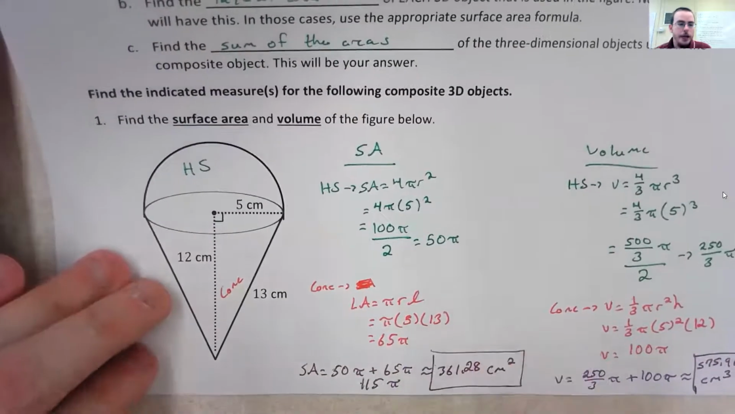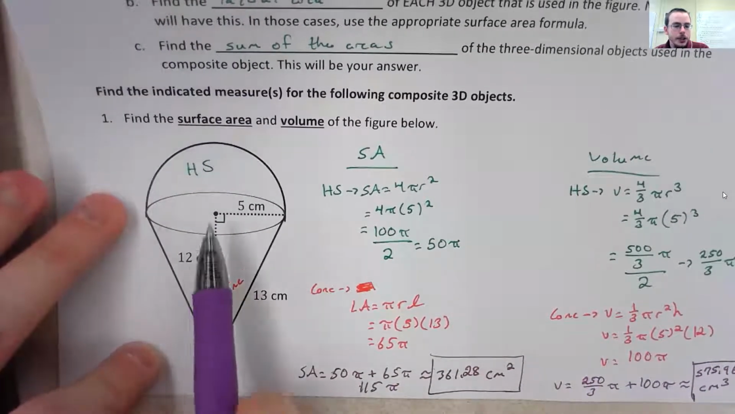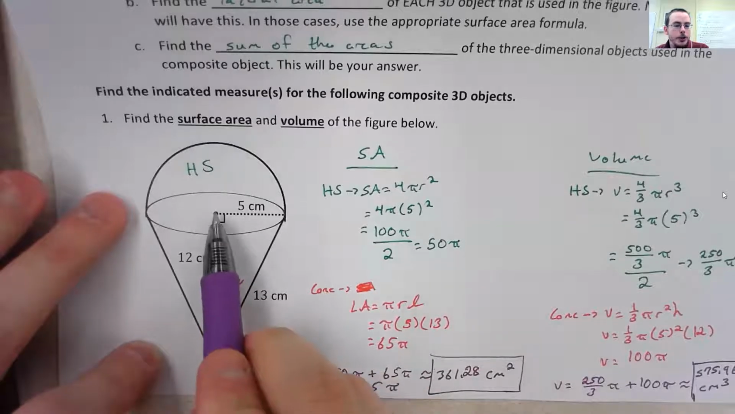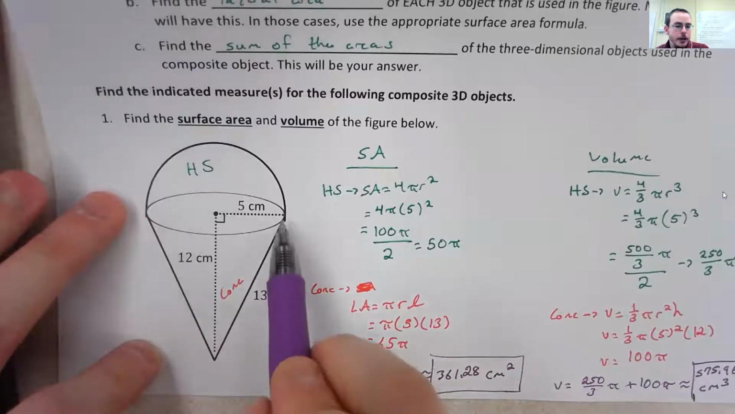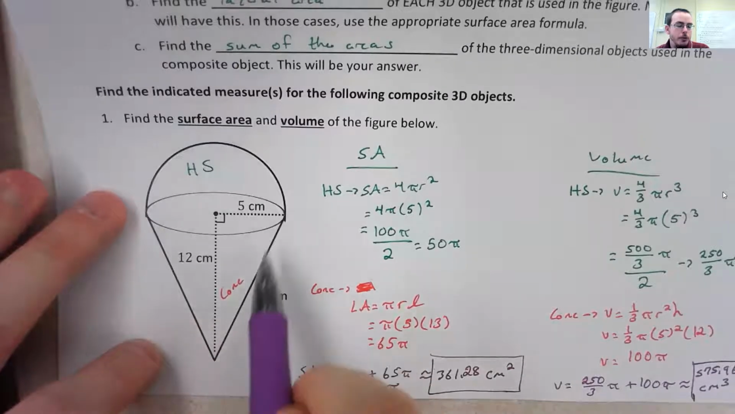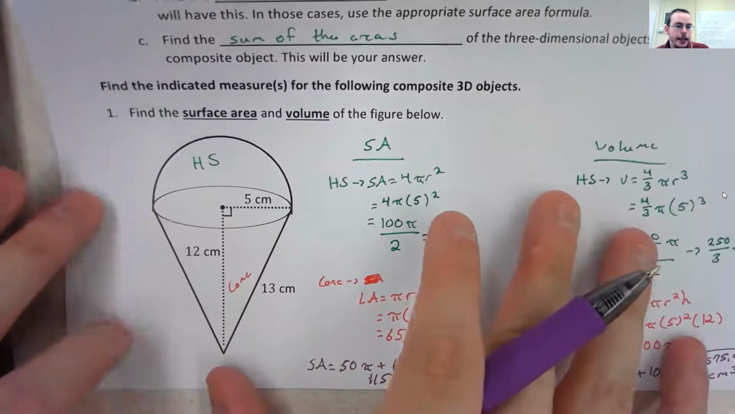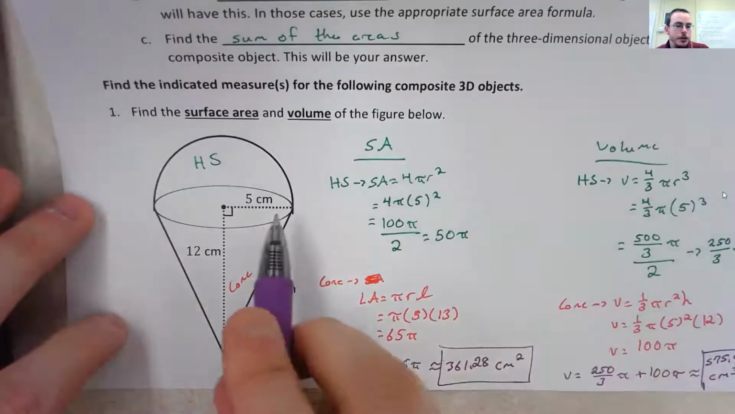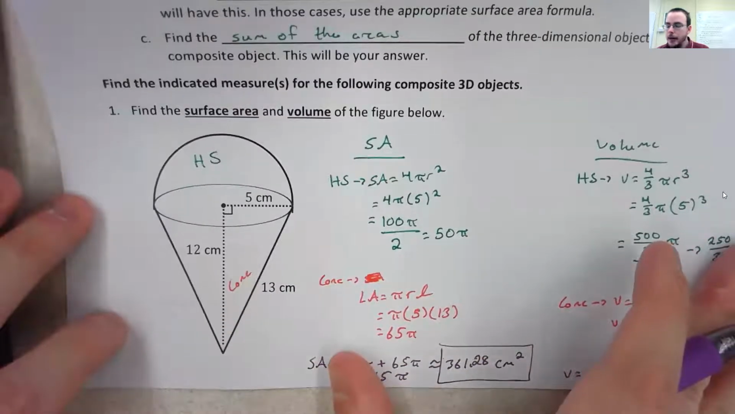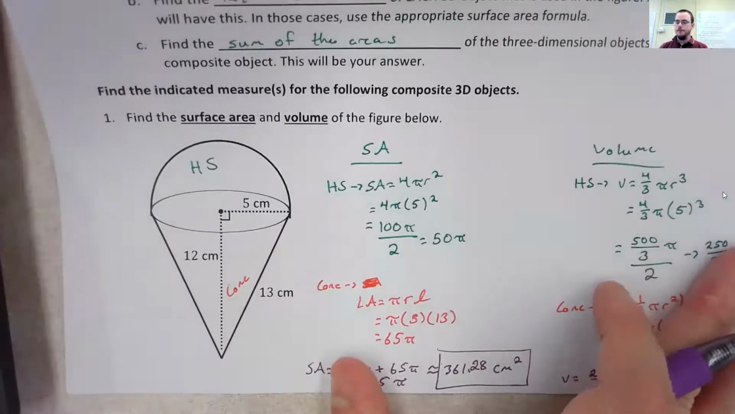Now, I will say that in some cases, you won't be given one of these things if you have a cone. But notice here that the height forms a right angle with the radius, and that makes your slant length the hypotenuse of the right triangle. So you can use the Pythagorean theorem, a squared plus b squared equals c squared, to determine the missing value. You may need to do that for some of these problems in the future.